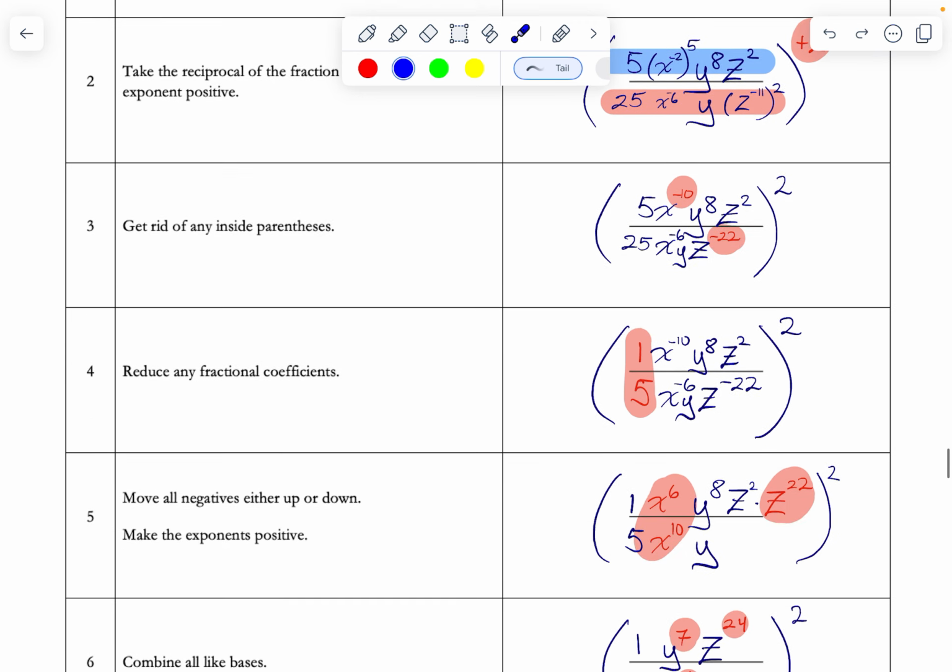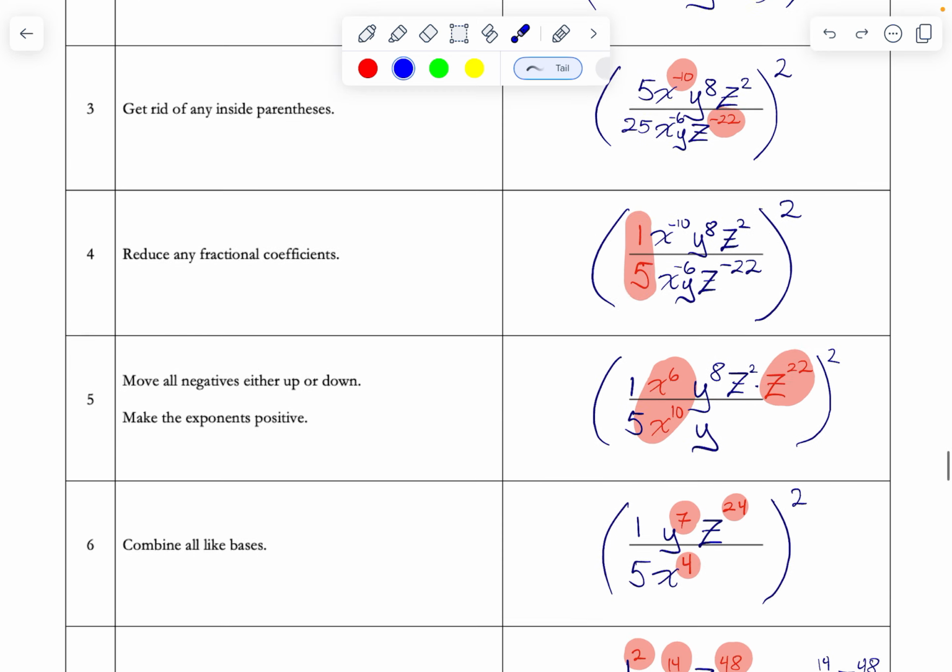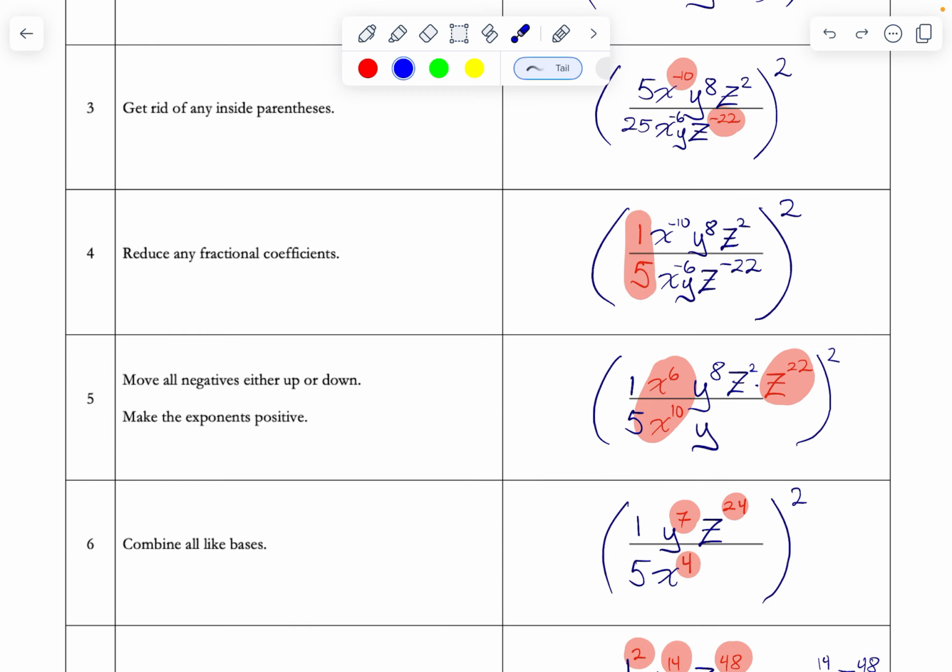Now I'm going to start looking at one base at a time, or I might just start with these coefficients. If I can reduce these fractions, that would be great. So I can reduce 5/25ths to 1/5. Now I'm going to move all the negatives either up or down to make all of the exponents positive.